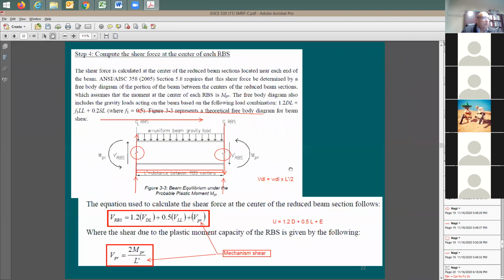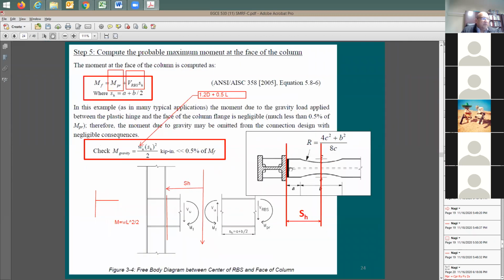Once you start to push the plastic hinge location towards the column, as close to the column as possible, this cantilever length is going to get reduced. And this is going to help me out for the moment at the face of the column. This moment is not on the column; it is going to be at the beam, at the face of the column. It's going to be equal to MPR. So MPR is not going to change based on the location.